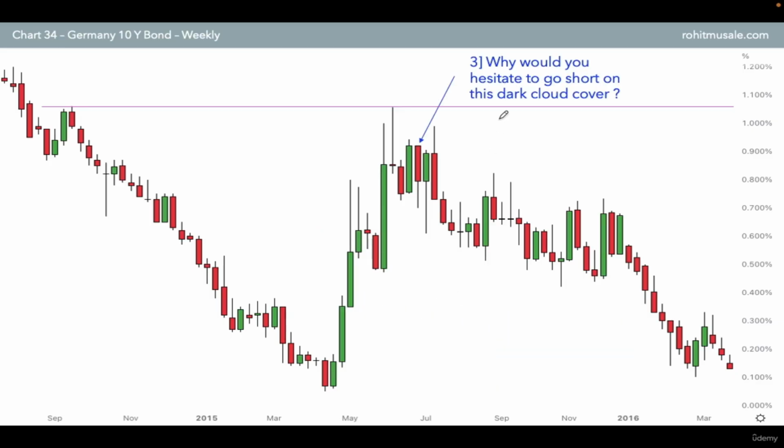Number 3, why would you hesitate to go short on this dark cloud cover? The answer is simple, right? It's not confirming the resistance of this shooting star.